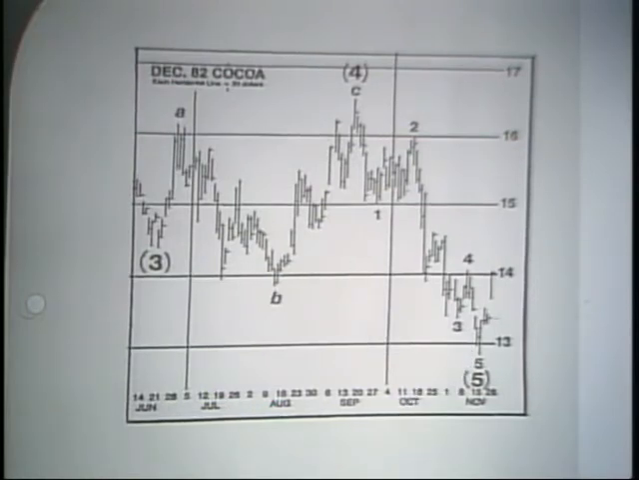If you had an hourly chart and wanted to look at the subdivisions of this last decline, you would see 5 waves down into that low. If you went to your quote graphics machine and checked the 5th wave on the 5-minute bar chart, you would see 5 waves down right into that low.